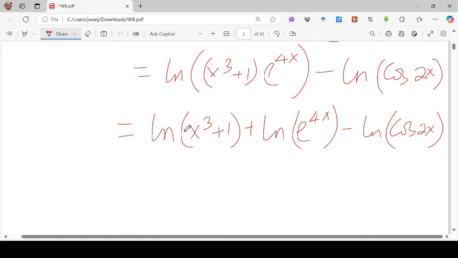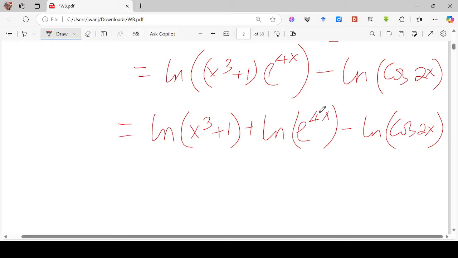And now the first term is a sum. The expression inside the bracket is a sum. So we do not have any law that can expand the sum from the three that we stated. There is none that can expand the sum. But in the second term, we have the power, e raised to power 4x.